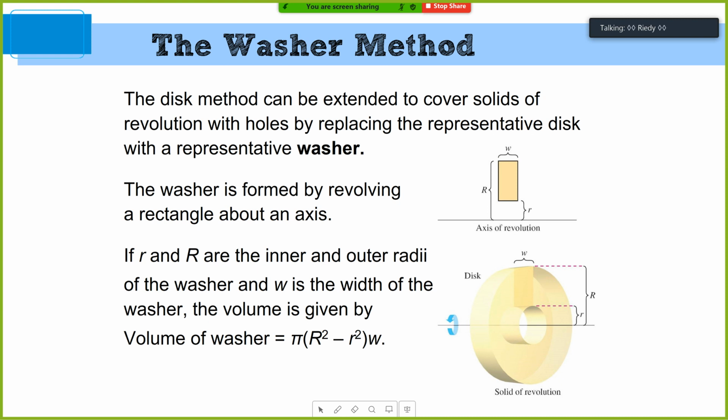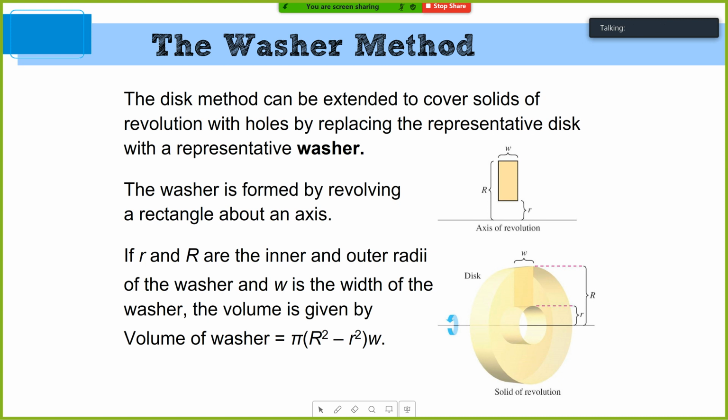So far the question you should ask yourself is, is my representative rectangle perpendicular to the axis of revolution? If the answer is yes, which these all are, you're going to use either a disk or a washer. Next question, does my representative rectangle touch the axis of revolution? If the answer is yes, then you're going to use a disk. If the answer is no, you're going to use a washer.